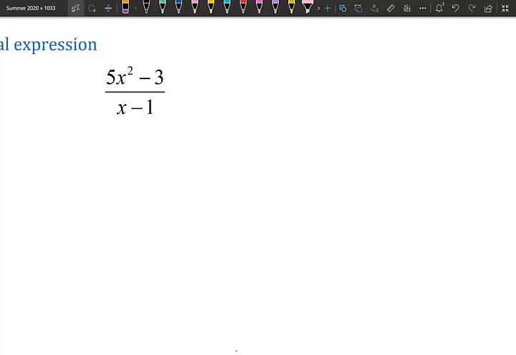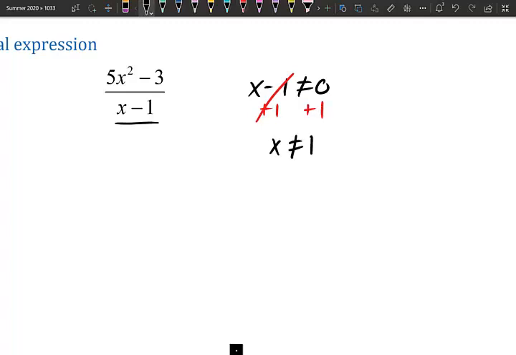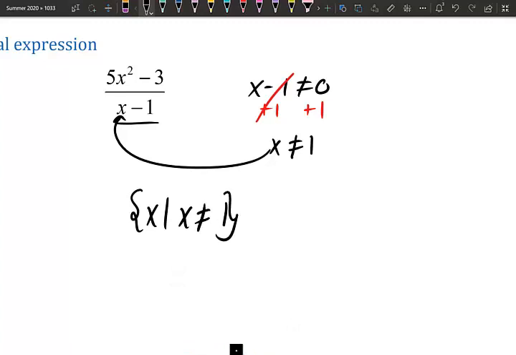Alright, next we go on to 5x squared minus 3 over x minus 1. So we just take the denominator and set it cannot equal 0 and solve. So we add 1 over. And when we do, we say x cannot be 1. Because if we plug it back in, that's 0, right? So that doesn't work. So our domain is x such that x cannot be 1. Or in interval notation, if you have been studying it already, it is negative infinity to 1, union 1 to infinity.